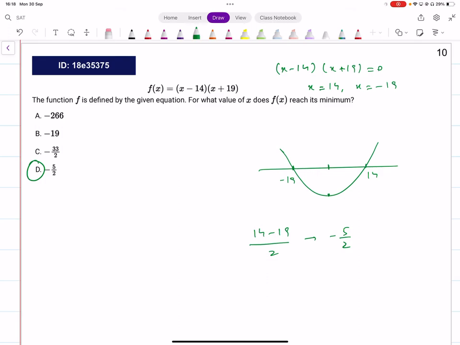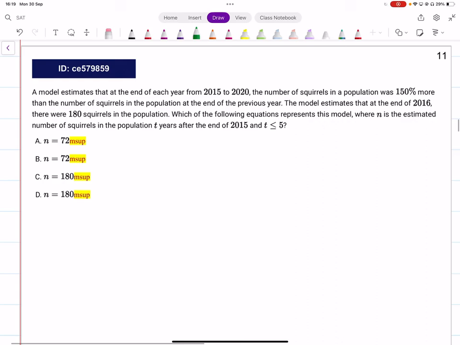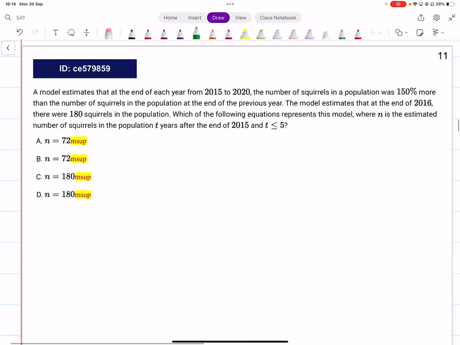Is that all right? So if you know the x-intercepts, you can just find the midpoint to find the x-coordinate of the turning point. All good? Okay. Question number 11. We can't do this. All the options are messed up. Okay. So let's just skip this, but can we actually do it? Okay, I think we can actually try it without the options as well.